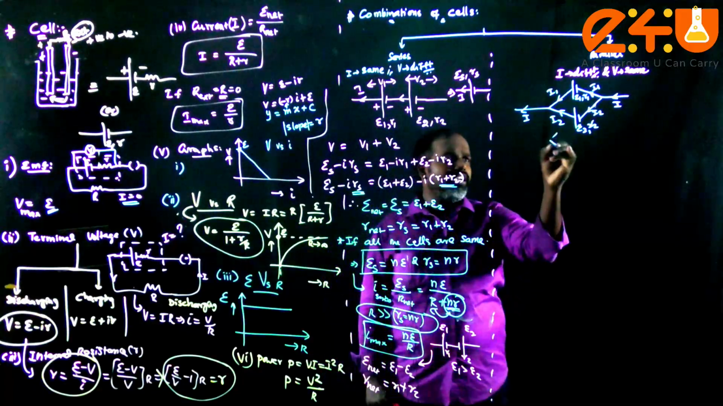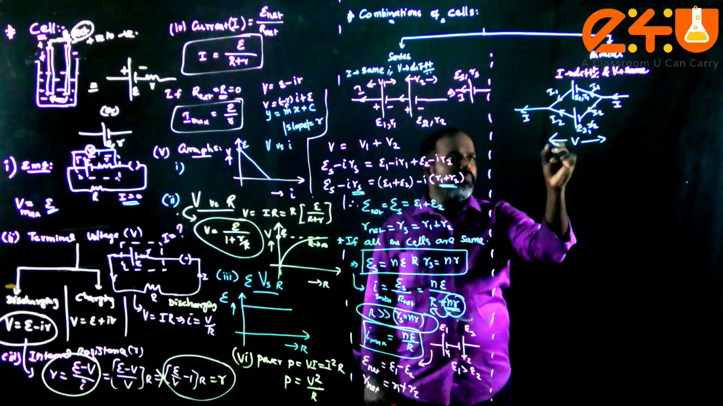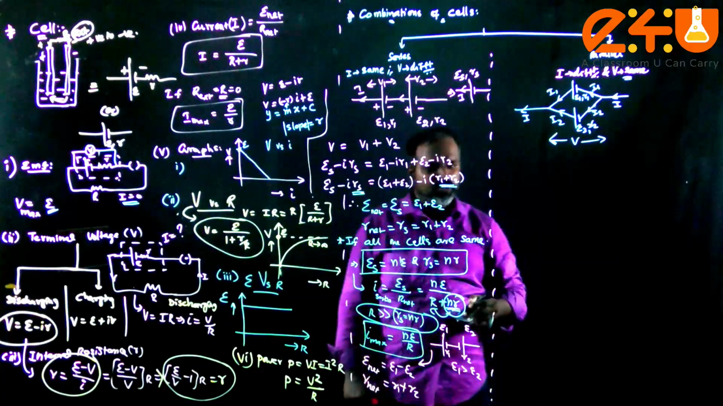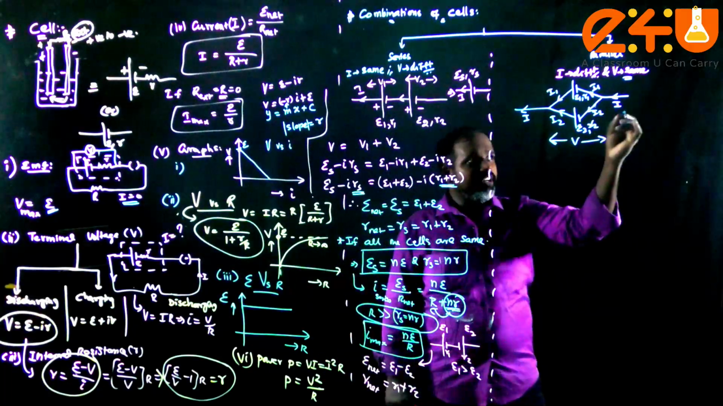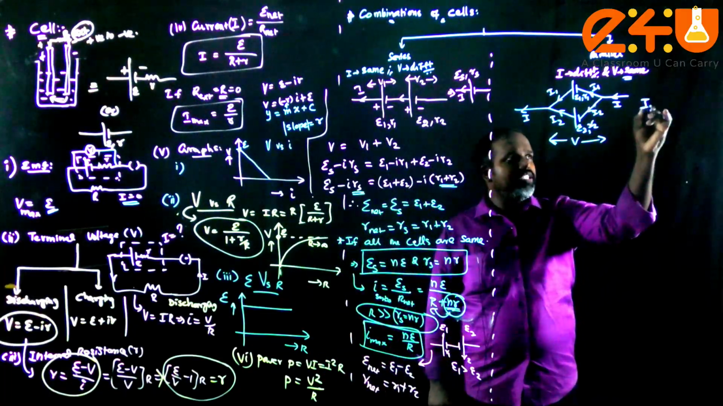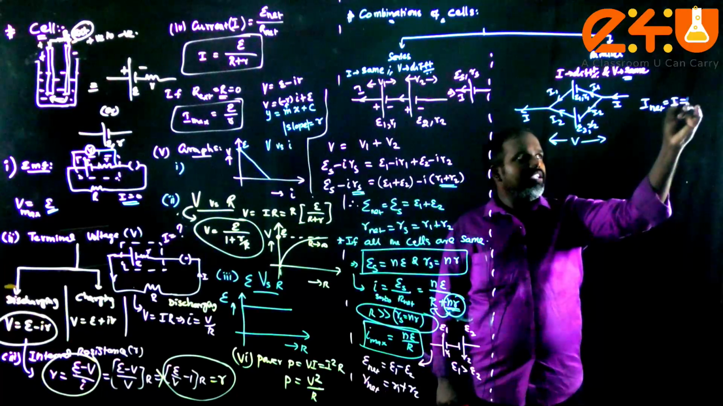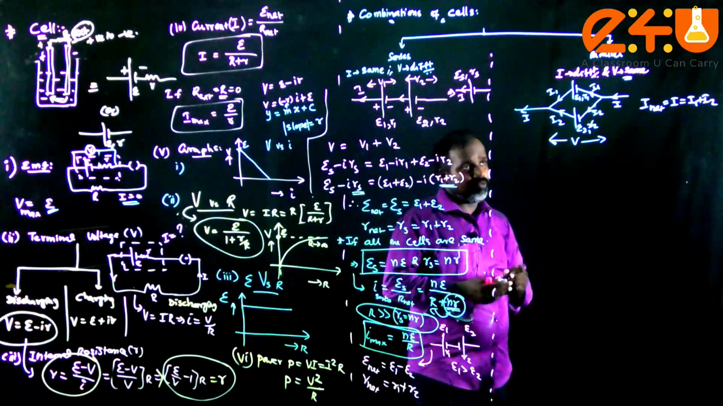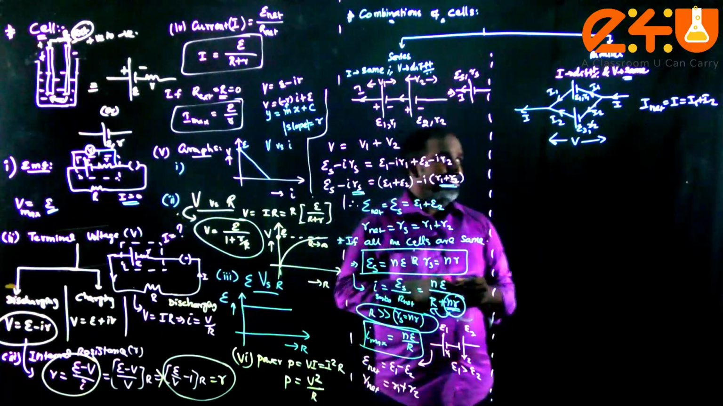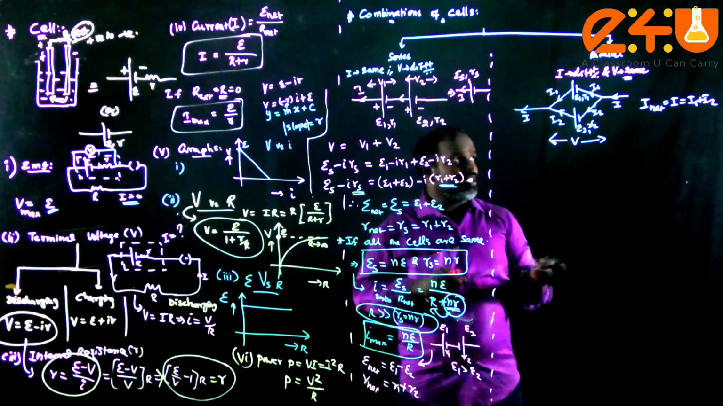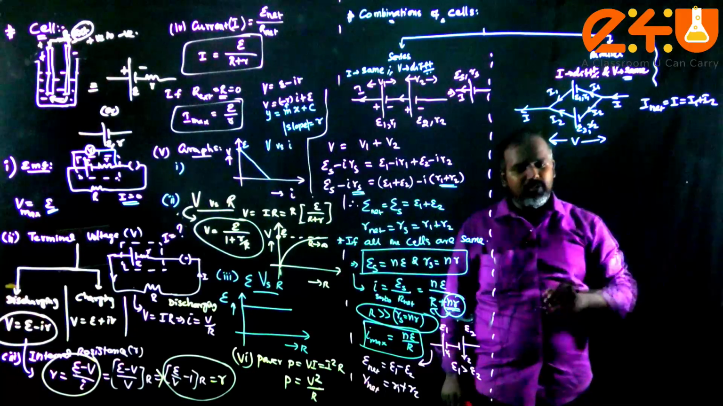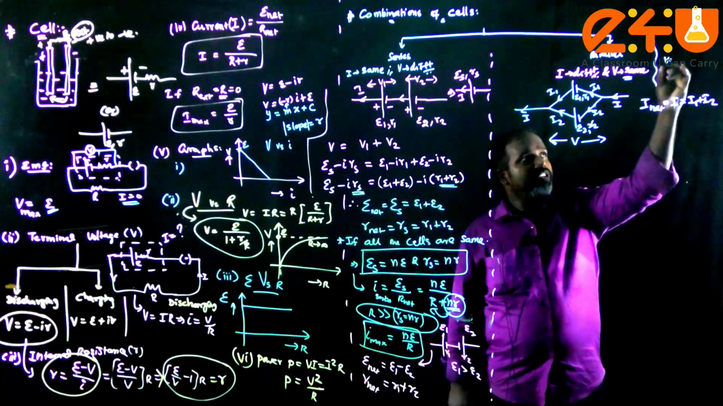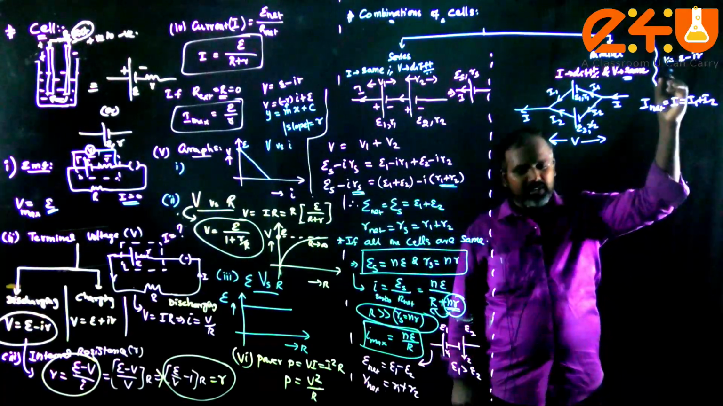As we said here, in a parallel combination V will be the same. For that reason, the net current I is equal to I1 plus I2. This is the result we have to find, similar to the series case. Before that, try to understand from the terminal voltage equation: V is equal to E minus IR.